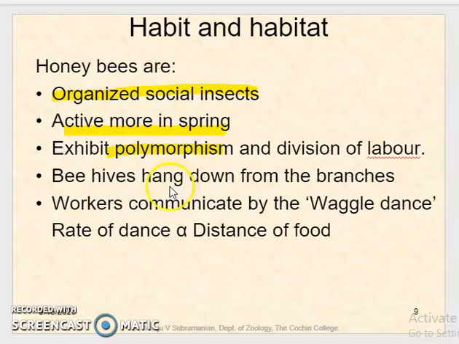The beehives hang down from the branches. The workers communicate by the waggle dance, and the rate of the dance and the distance of the food depend upon the amount of waggle dance produced, or the rate at which these bees do the waggle dance. So that's about the habit and the habitat.